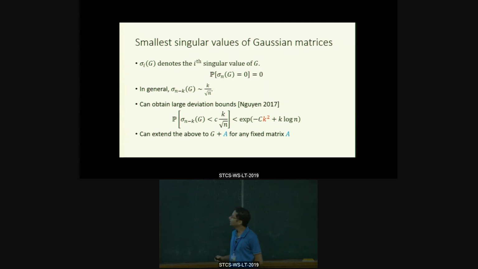We can also obtain large deviation bounds on these singular values. In particular, the probability that sigma n minus k of G is smaller than some small constant c times k over square root n, so k over square root n times some other constant is the usual value, and the probability that this is smaller by a constant factor than its typical value goes down exponentially in k square.